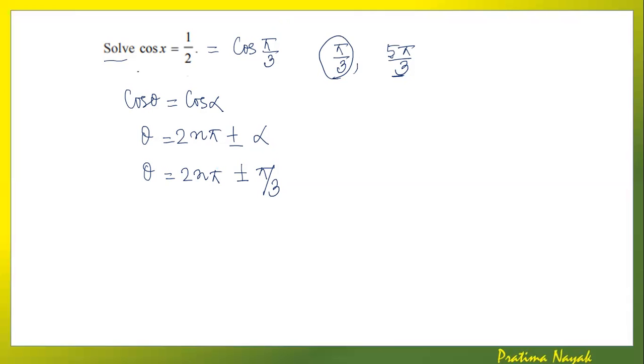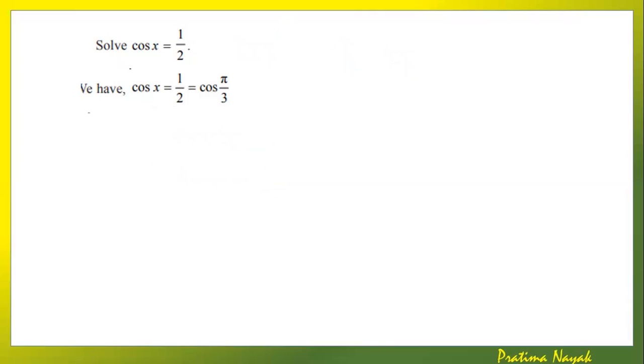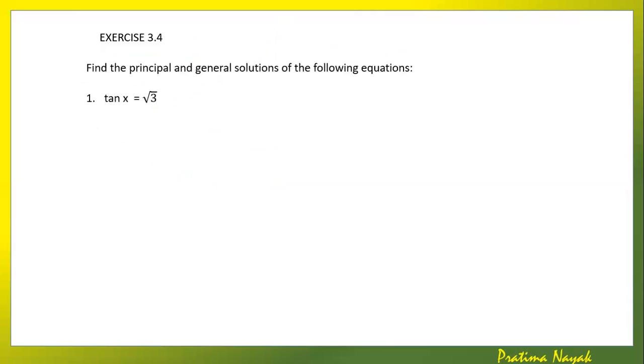So this is the solution of cos x is equal to half, cos pi by 3. Again, I am summarizing: it will be 2n pi plus minus pi by 3. Of course, you will mention that n is an integer.